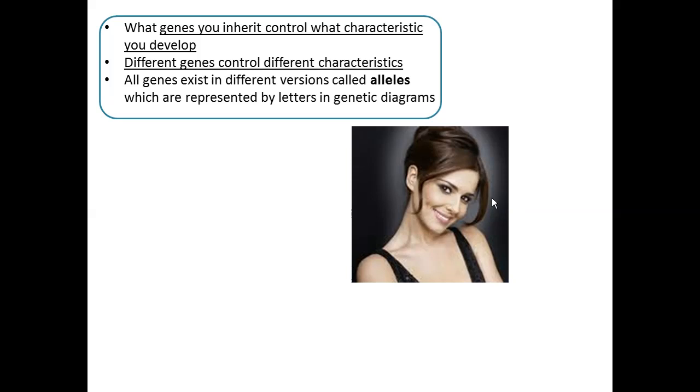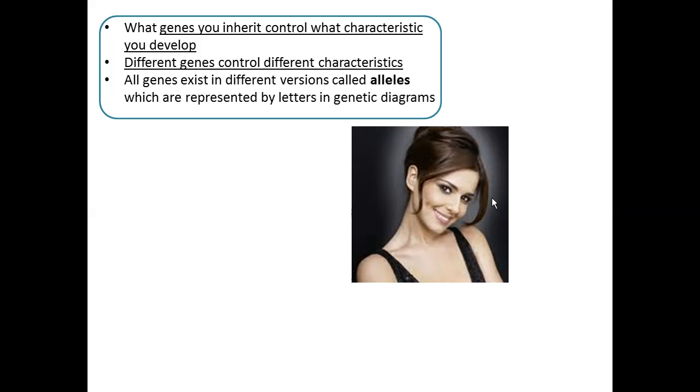Now we are going to focus a little more on inherited characteristics. Last lesson we talked about inheritance, and we said that inheritance is all the features and characteristics that you can inherit from your parents. These characteristics are passed through genes, and a gene is a section of DNA in charge of controlling a specific characteristic. So the genes you inherit control what characteristics you will develop.